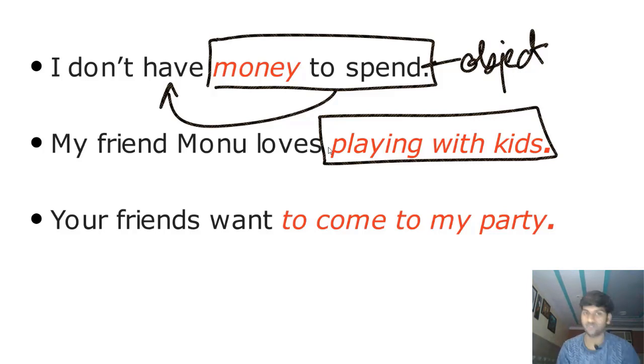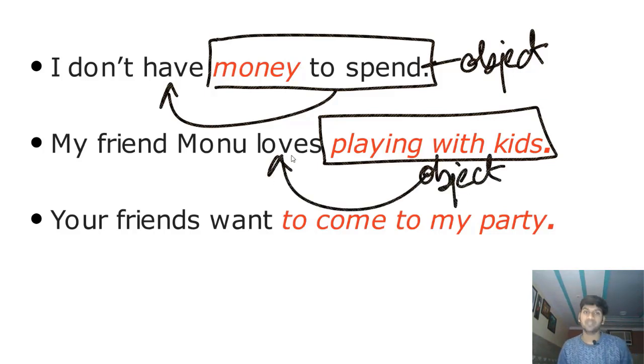That what has to be there. Playing with kids. That's a gerund phrase, right? So my friend Monu loves what? Playing with kids. Now this is a complete sentence, right? So playing with kids is an object of the verb loves and working as a verb complement, completing the meaning of the verb loves, right?